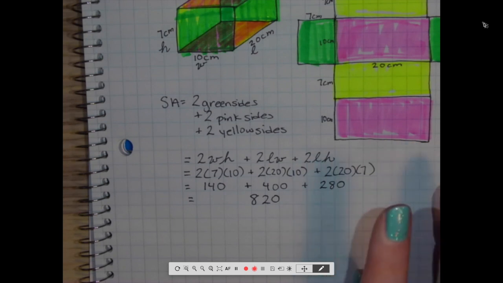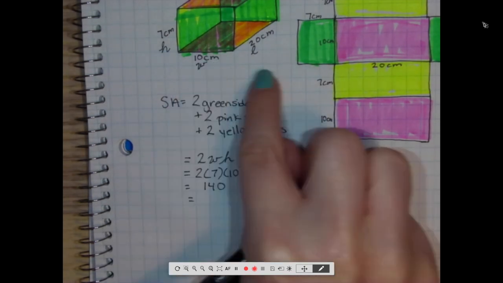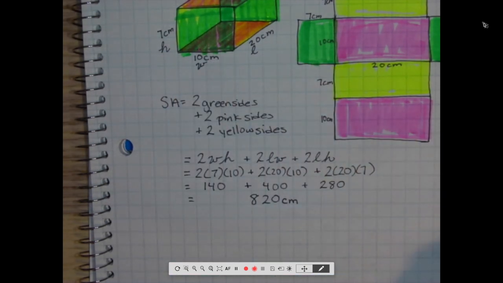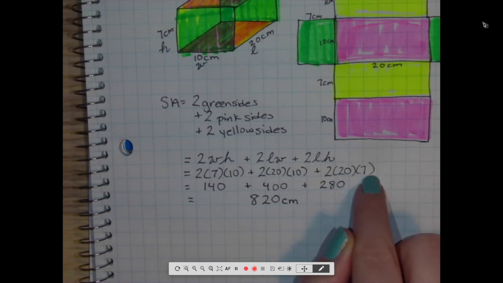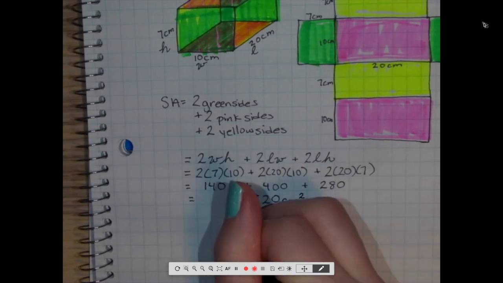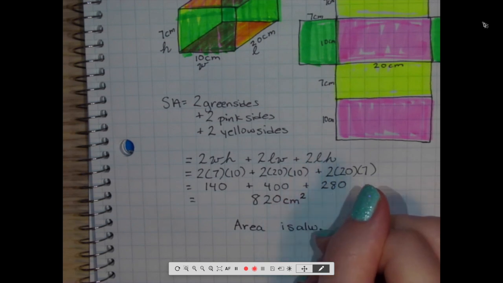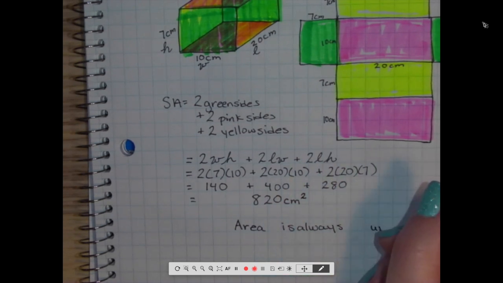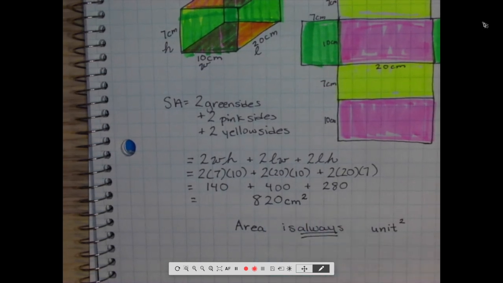I need to include my units when it comes to surface area. It is centimeters that we've seen for all of the side lengths. And because we will multiply centimeters by centimeters, we end up with centimeters squared. Area is always unit squared. Always. Okay.